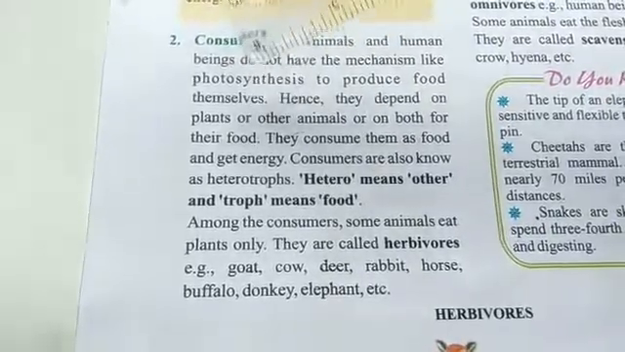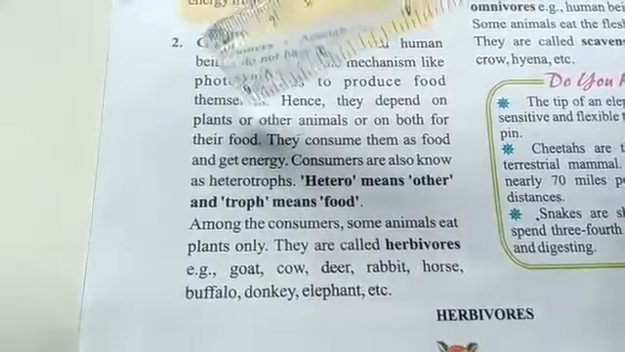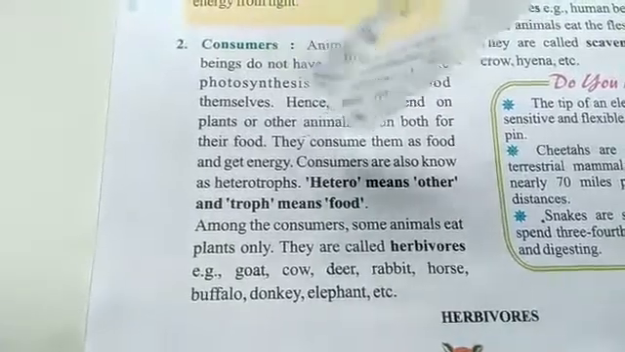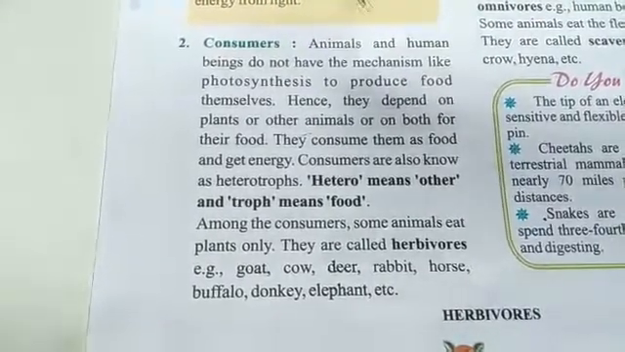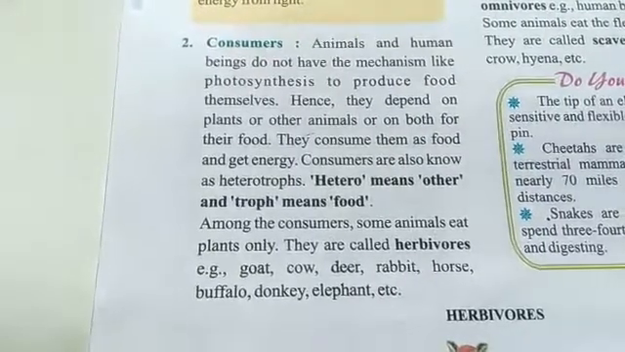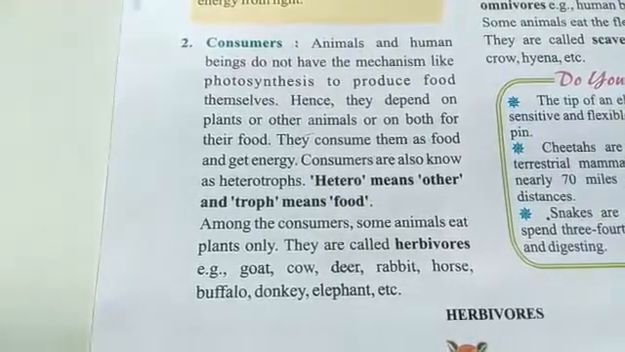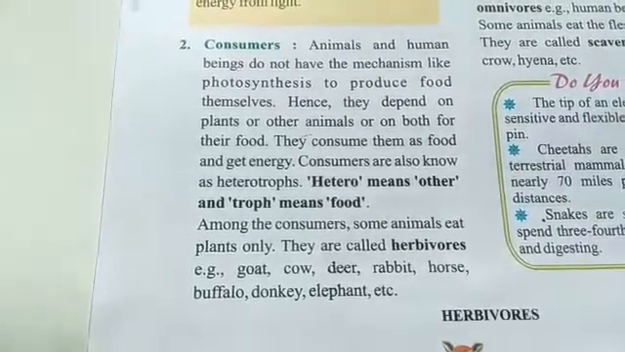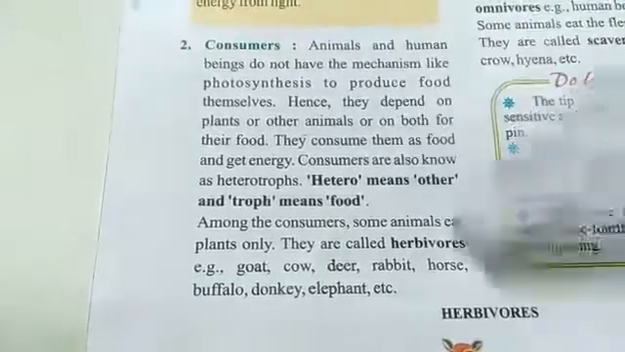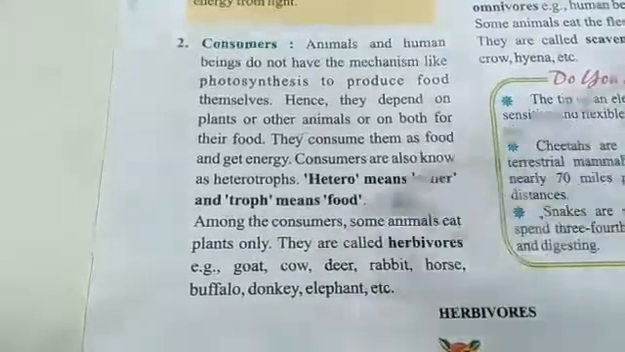Either they are depending on plants or other animals, or you can say omnivorous, they depend on both plants and animals. So they consume them as food and get energy. These consumers are also known as heterotrophs. Heterotroph means, hetero means other and troph means food.